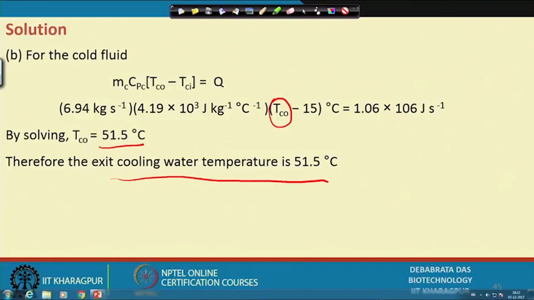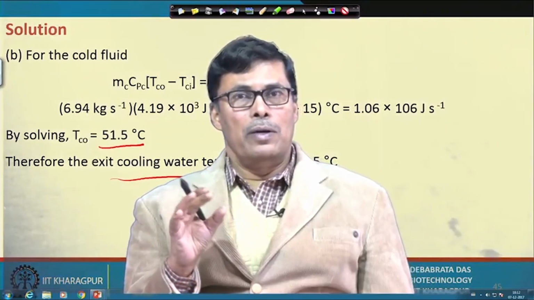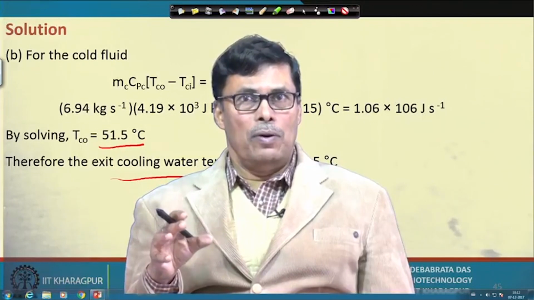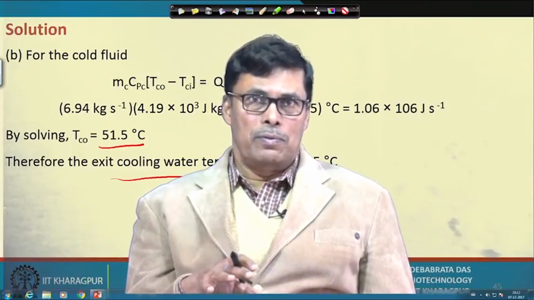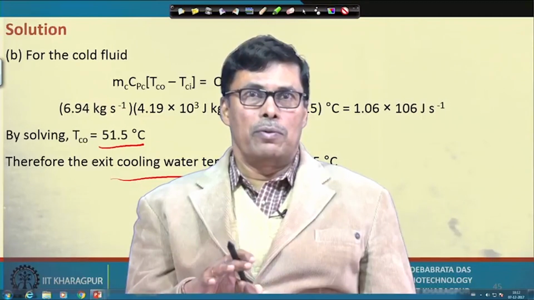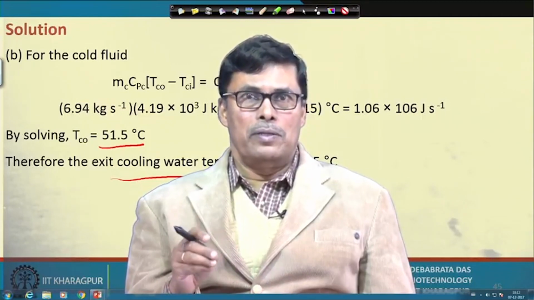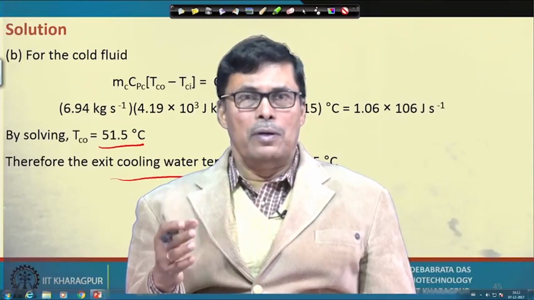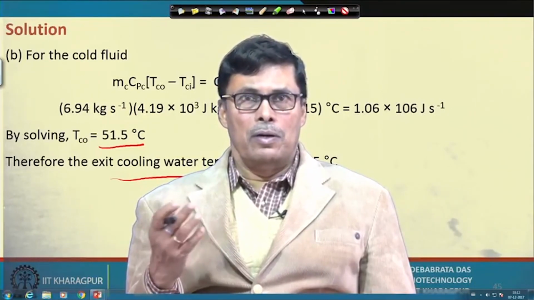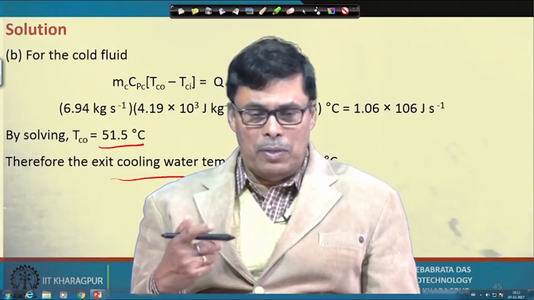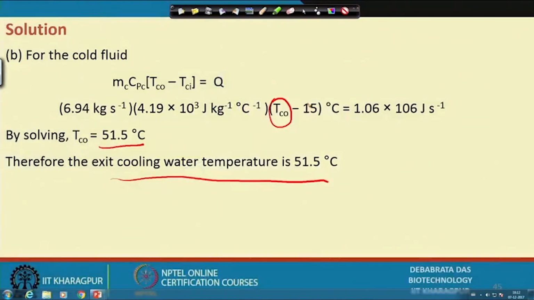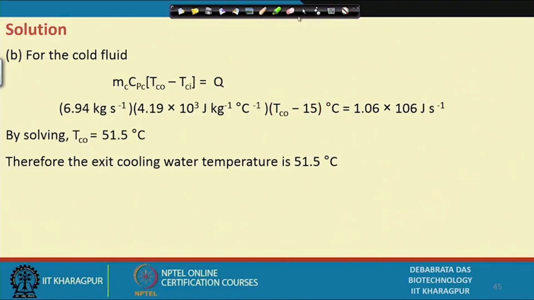So, what basically we have done is we calculated how much heat is coming out from the hot liquid, then that is transferred to the cold liquid, and from that we can find out the outgoing temperature of the cold liquid in the system. The cold liquid inlet temperature is 15 degrees centigrade, from the chiller, and this is the outgoing temperature of the cool liquid. So, this is a very simple problem.